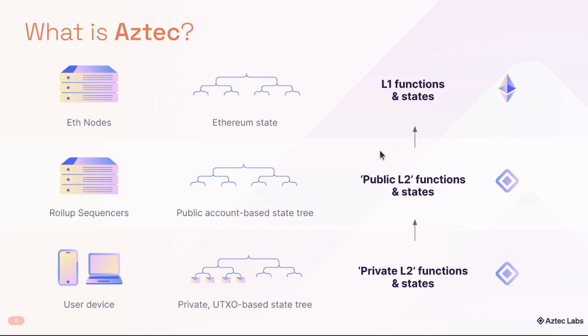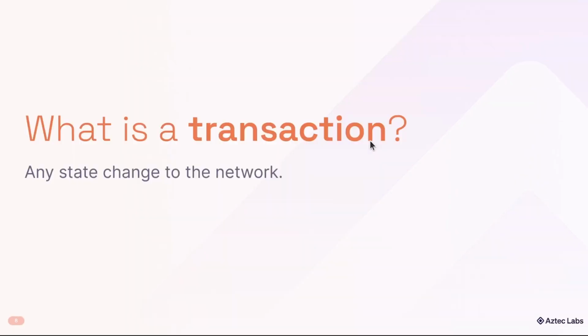So, getting into transaction phases. What is a transaction? How do we define a transaction on the Aztec network? Very simply, it's just any state change to the network. If any of the private state trees are updated, there's a transaction on the network. If any public information on the network changes, there's a transaction to the network.